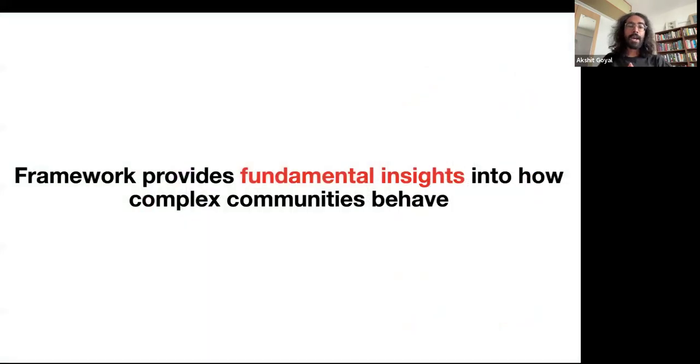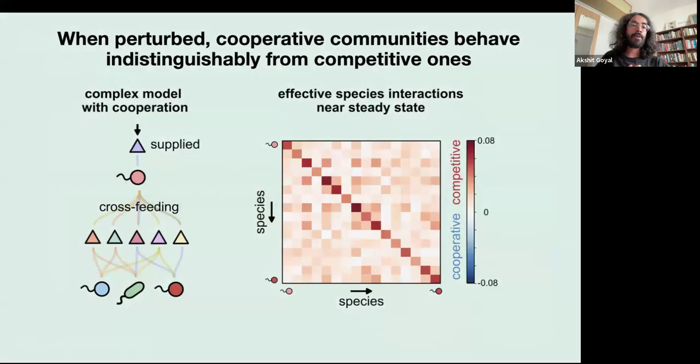In the last part of my talk, I really just want to spend some time talking about the fact that this framework is not just predictive, but it also, I think, provides fundamental insights into how complex communities behave. And I just want to focus on one example over here, which is this idea that when perturbed, cooperative communities actually behave indistinguishably from competitive communities. So maybe I'll tell you what we see first, and then I'll tell you what I think the implications are.